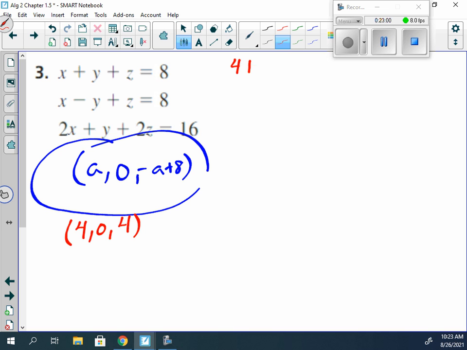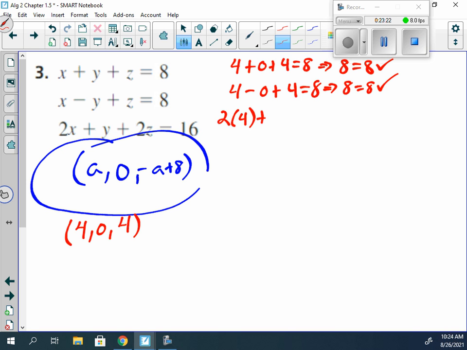So we can say in the first equation, 4 plus 0 plus 4 equals 8. Well, yeah, 4 plus 0 plus 4 is 8 is equal to 8. So if we check it in the next one, 4 minus 0 plus 4 equals 8. Well, again, that's still 8 equals 8. And the last one, we have 2 times 4 plus 0 plus 2 times 4 equals 16. Well, that's going to be 8 plus 8. So it gave us a point that did satisfy this equation.